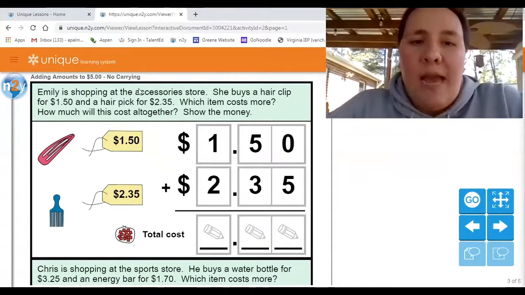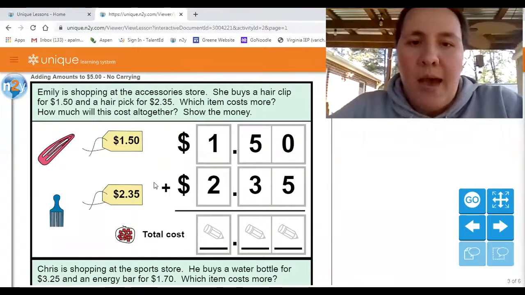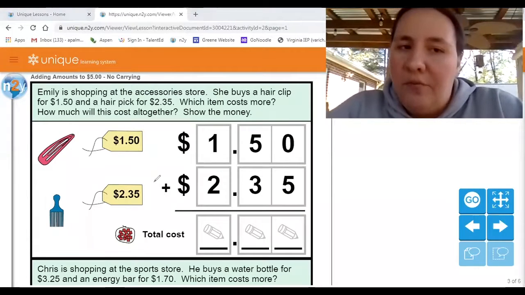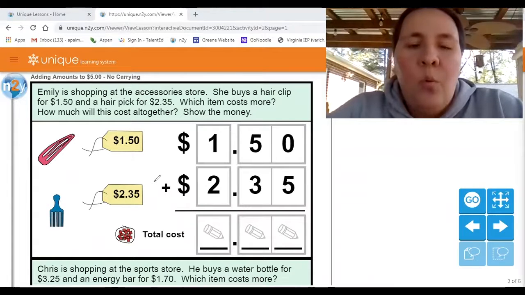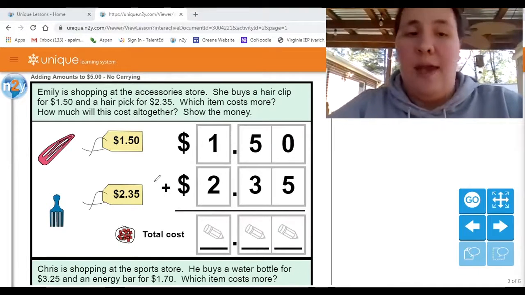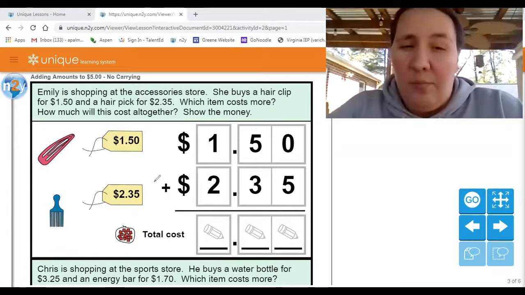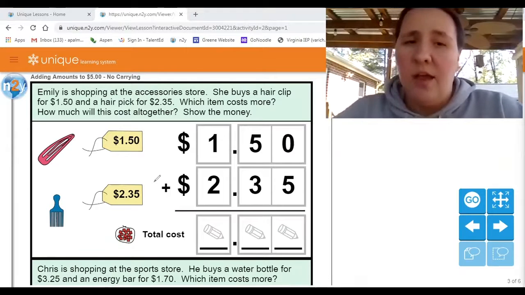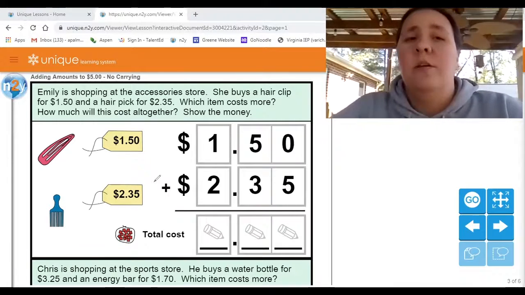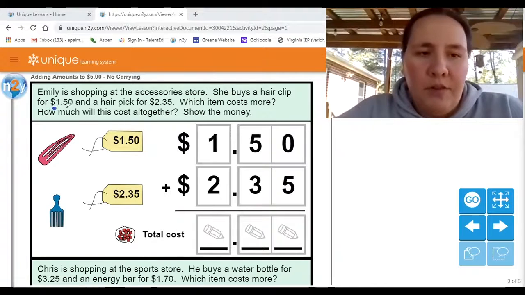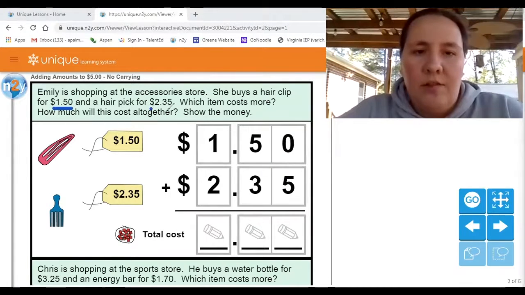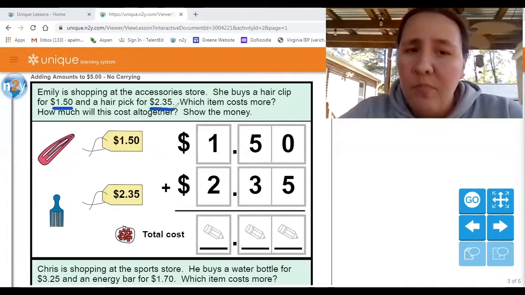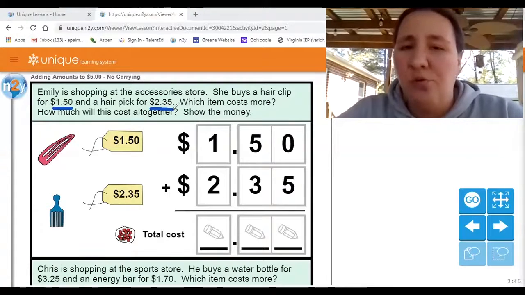So Emily is shopping at the accessory store. She buys a hair clip for $1.50 and a hair pick for $2.35. Which item costs more? How much will it cost all together? Okay. We have a couple different things in this problem. So first, I want you to take your finger and point to the numbers that are in the problem so I can underline those because they're important for us to do the work. Great job. So some of us are pointing to the first one and some of us are pointing to the second one. Beautiful job. Okay. Now I have a word that tells me I need to add. Which word tells me I need to add?